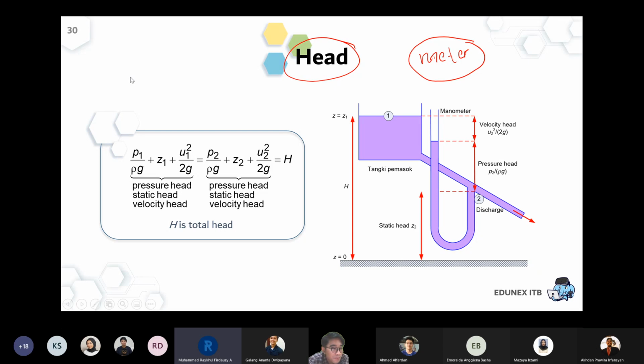So we can say this is the pressure head, this is the potential head, or we can also call it static head, and this is the velocity head. And the total will be total head. Since the total energy of the fluid is constant, it means the total head at point 1 will be the same as the total head at point 2.